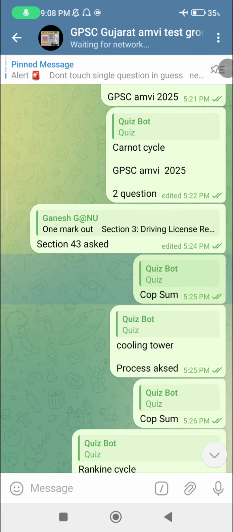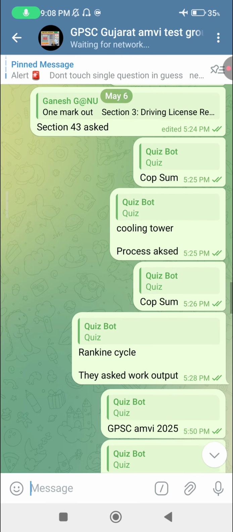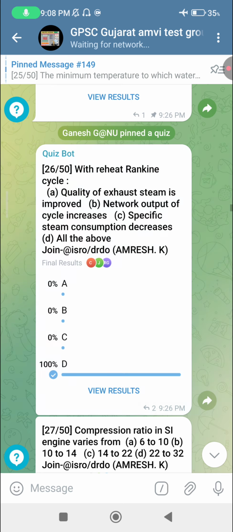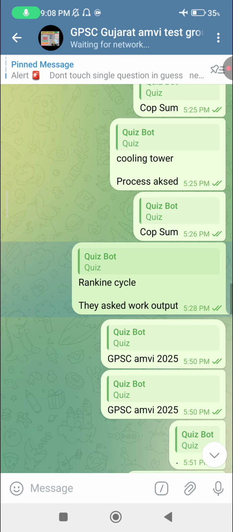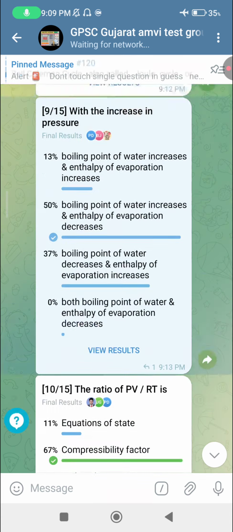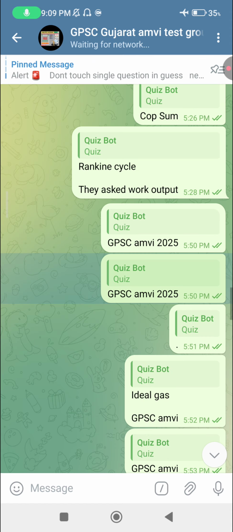Then a COP sum has been asked. Then cooling tower process: the minimum temperature of water in a cooling tower is the wet bulb temperature, but they asked here whether the cooling tower is a hot process. The COP sum has been repeated. Rankine cycle they have asked: with reheat Rankine cycle, exhaust steam quality will be improved, net output will be increased, and specific steam consumption is reduced. Then latent heat of evaporation, then 110. Then this question: with increase in pressure, the boiling point of water increases, but the enthalpy of evaporation decreases. This question has been asked.